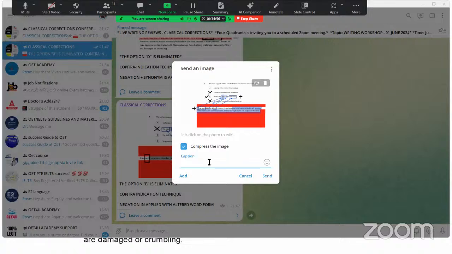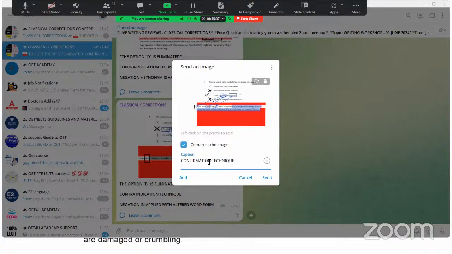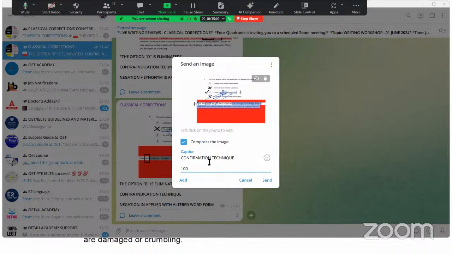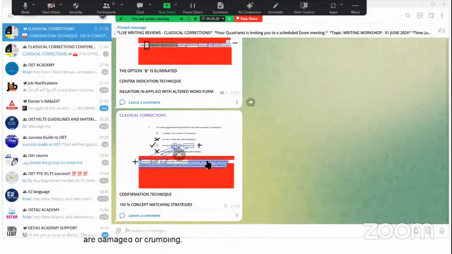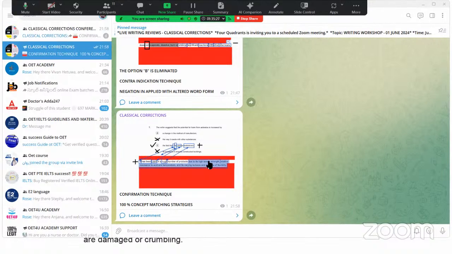So this is the confirmation technique. 100% concept matching strategies. 100% means everything is the same here. That is equal to this, this is equal to that. 100% same. Then only you can confirm. Okay, so C is the right answer. Okay, fine.